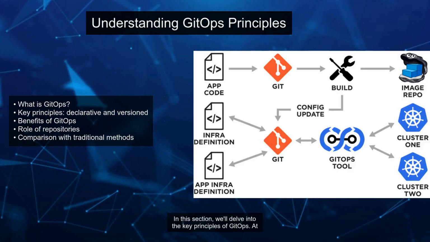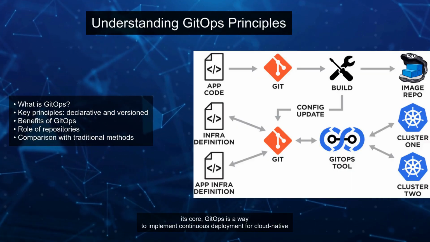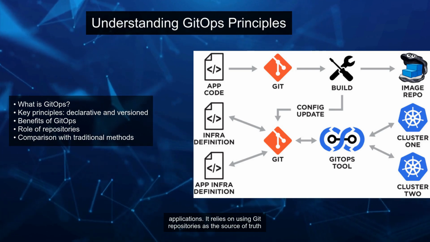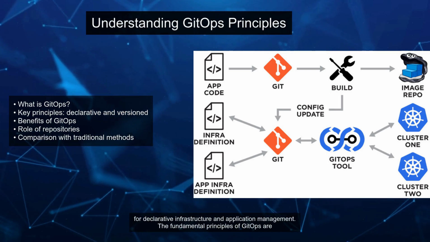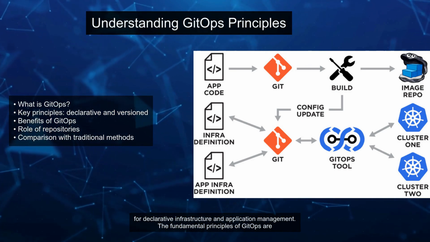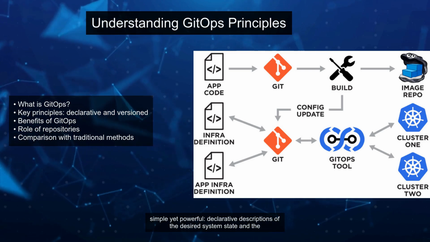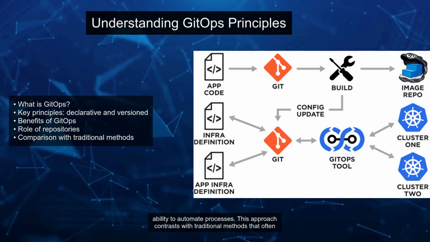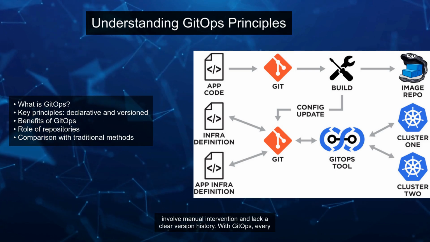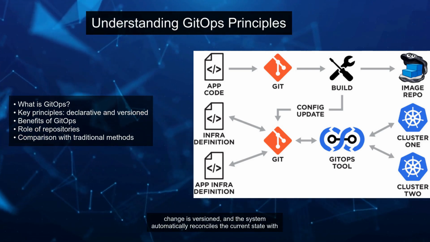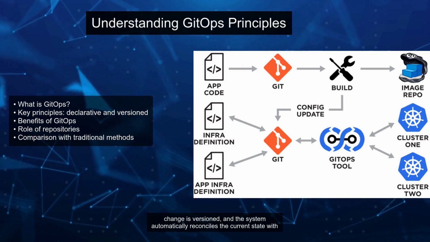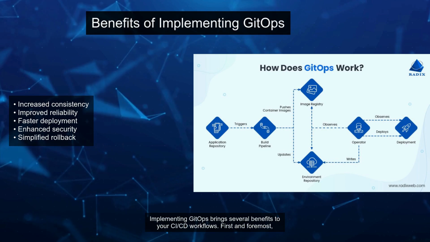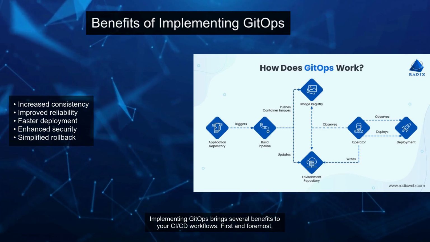In this section, we'll delve into the key principles of GitOps. At its core, GitOps is a way to implement continuous deployment for cloud-native applications. It relies on using Git repositories as the source of truth for declarative infrastructure and application management. The fundamental principles of GitOps are simple yet powerful: declarative descriptions of the desired system state and the ability to automate processes. This approach contrasts with traditional methods that often involve manual intervention and lack a clear version history. With GitOps, every change is versioned, and the system automatically reconciles the current state with the desired state, ensuring consistency and reliability.